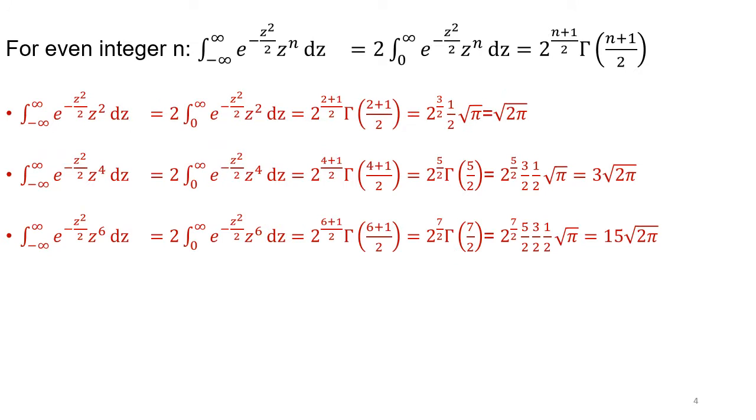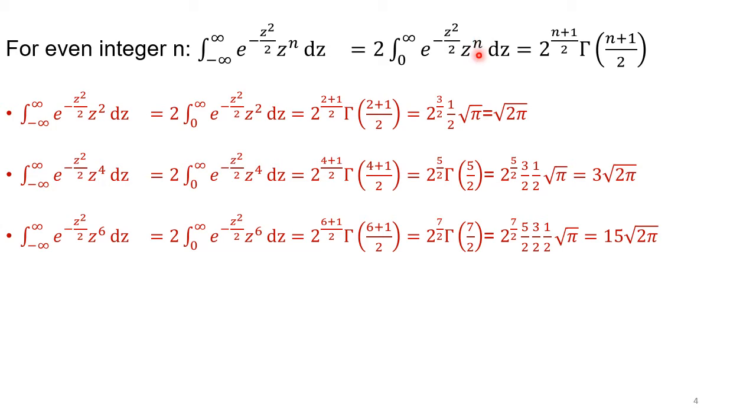So from the definition we know that for even integer n, the integral of e to the power minus z square by 2 z to the power n dz between the limits minus infinity to infinity is 2 times the integral from 0 to infinity of e to the power minus z square by 2 z to the power n dz, that gives you 2 to the power n plus 1 by 2 gamma of n plus 1 by 2. Now let us try to calculate for different values of n, and n needs to be even. It is valid only for even n. If n is odd, then this turns out to be 0.